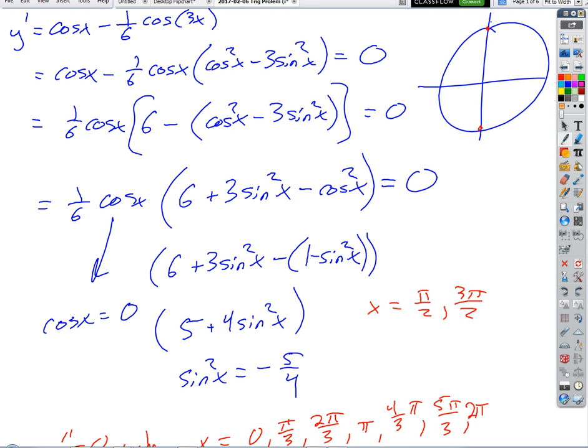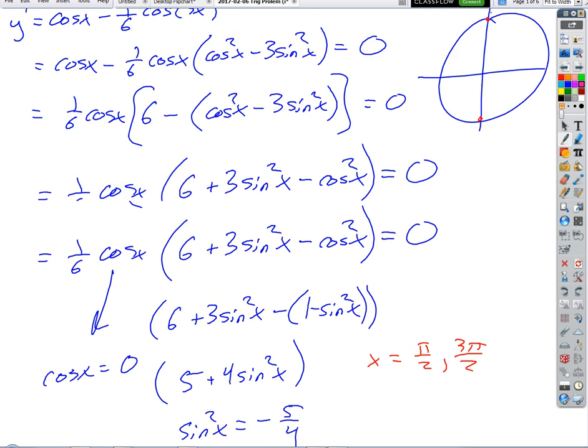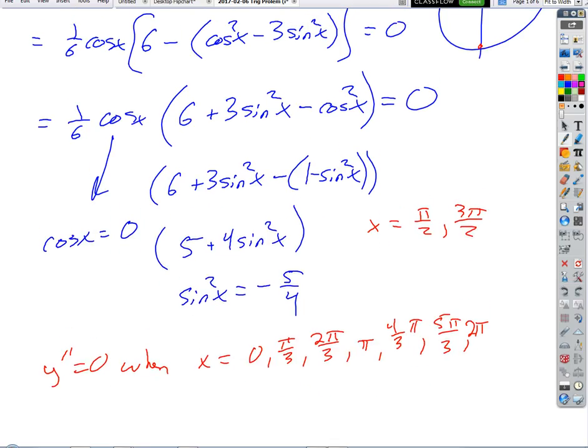But when all the dust settled, remember what we ended up getting for the first derivative. This was our first derivative: cosine x minus 1/6 cosine 3x. Right underneath that, it's the 5 plus 4 sine x times this cosine x. So it became this times this factor, which we condensed. Let's look at our work here. We condensed this factor down to that when we converted the cosine squared to 1 minus sine squared, distributed the negative, and added like terms.